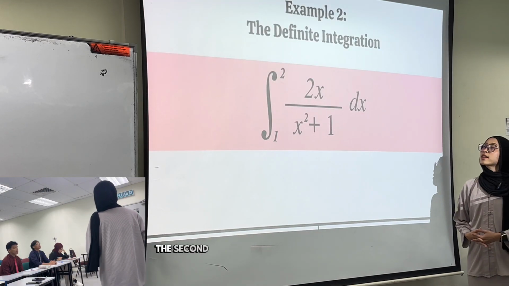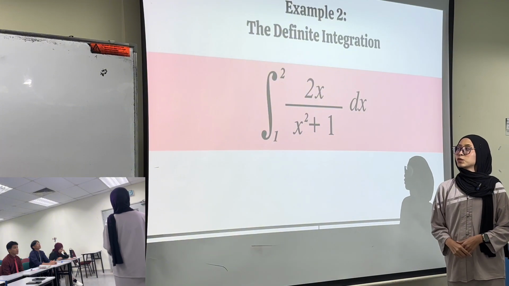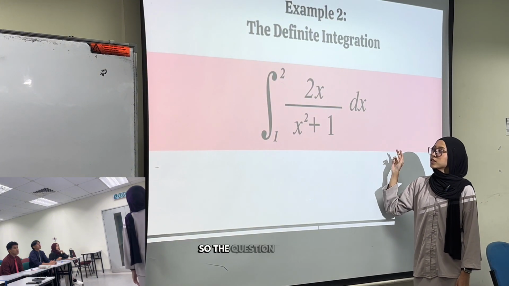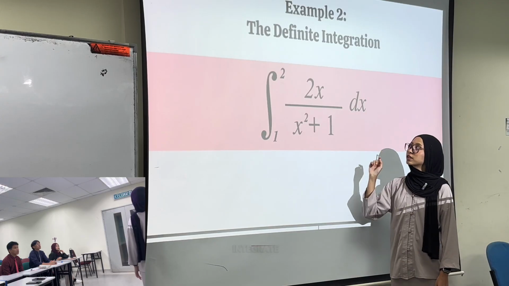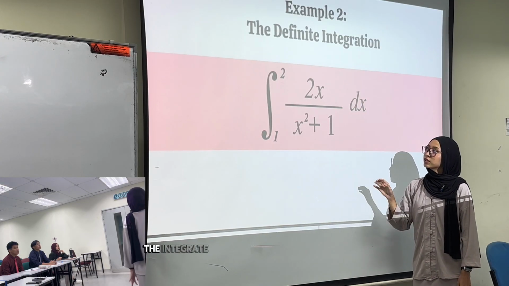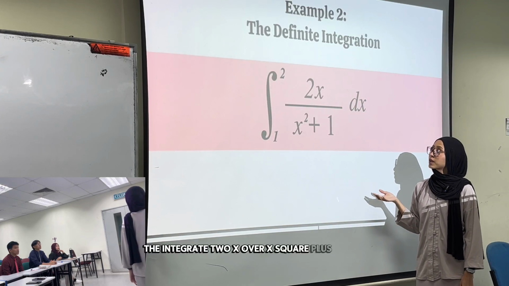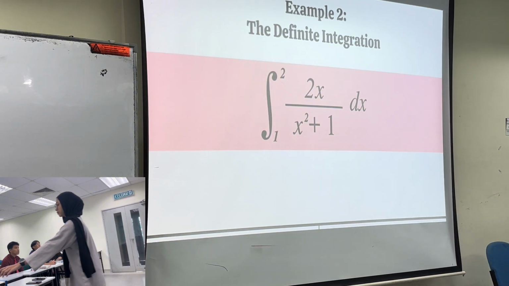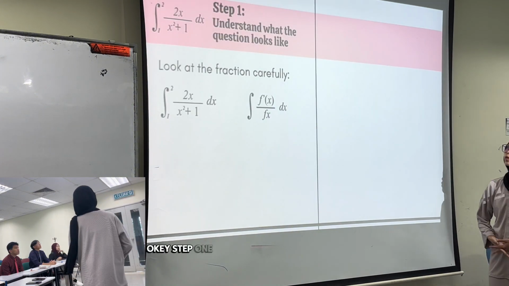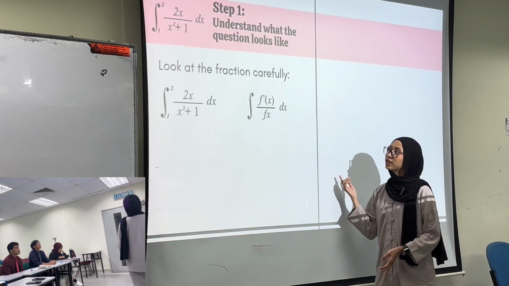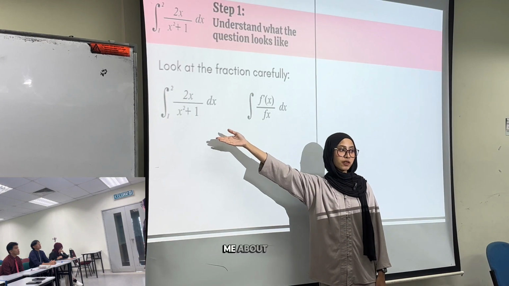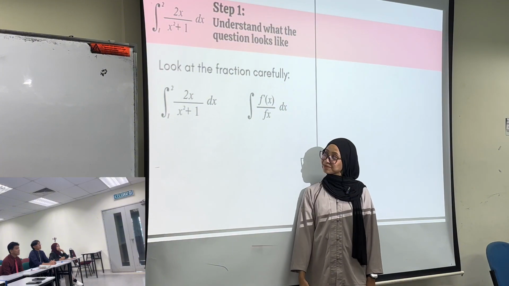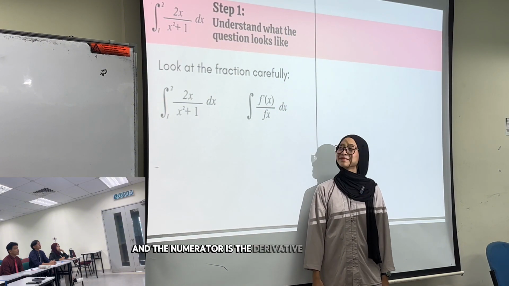The second example is definite integration, where we have limits for the question. The question asks to integrate 2x over x squared plus 1 dx from 1 to 2. Step 1, look at the fraction carefully. Can you tell me about this? The denominator is the function and the numerator is the derivative of the function.